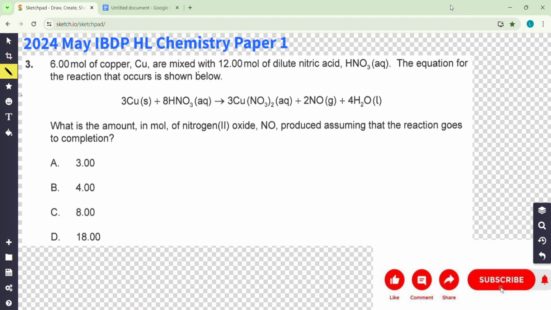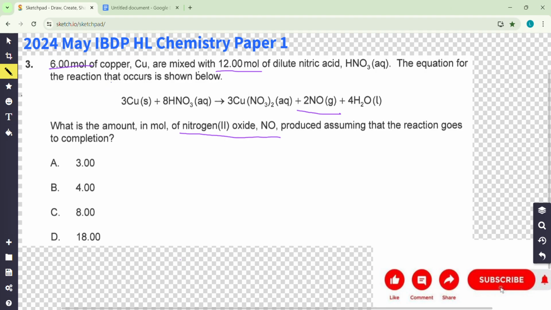Question number 3 is about the amount of nitrogen oxide produced. Nitrogen oxide, where is it here? So one reaction produces 2, okay? So we are given the reactants: copper 6 mole and nitric acid 12 mole. So look at them, look at the ratio. So let's find out which one is the limiting reactant, okay?